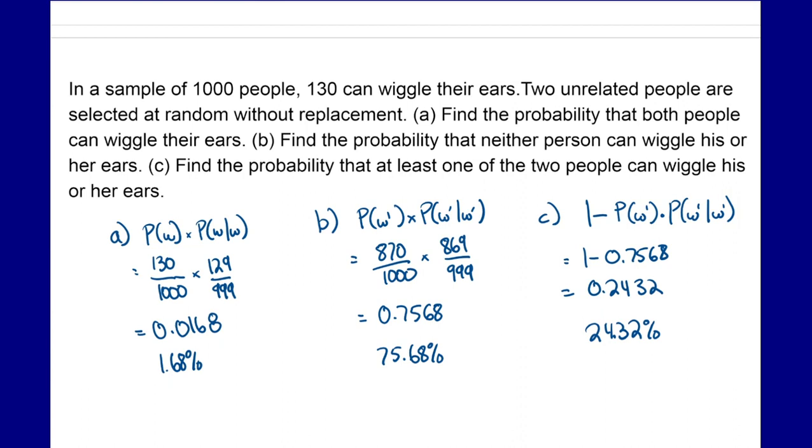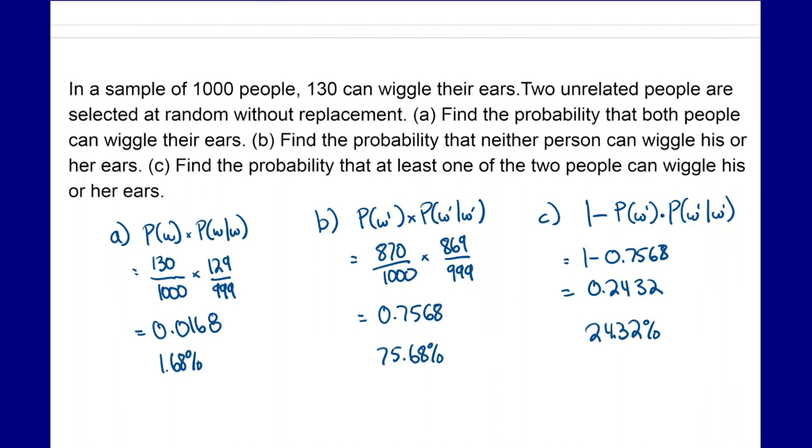So the probability of both people wiggling their ears is 130 over 1,000 times 129 over 999, because there is one less person that can wiggle their ears, assuming that we picked them in the first round. And then there is one less person overall because we took one person out of the total sample. So we end up with a 1.68% chance of that happening.